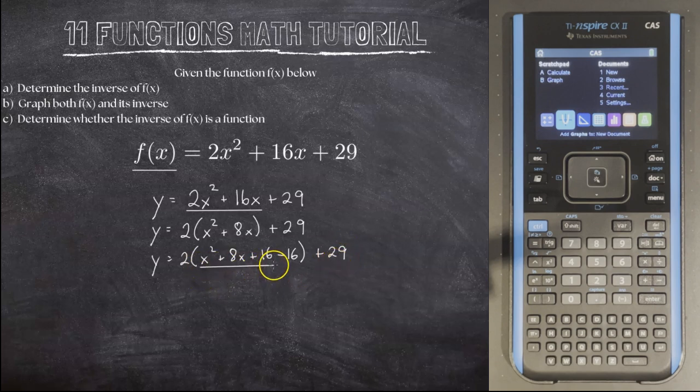Now, what we have with these three terms is a perfect square. So I can write that as x plus 4 squared. Now don't forget, we still have this minus 16, and this plus 29. Then we can distribute the 2 into these brackets. So then we have 2 times x plus 4 squared minus 2 times 16 is 32 plus 29. And then we can just simplify those two constants at the end. So now we have it in vertex form.